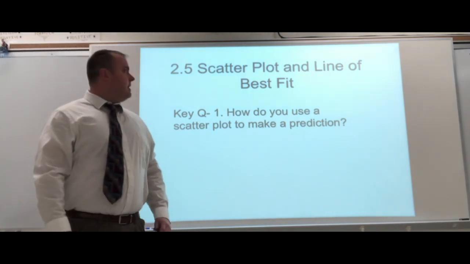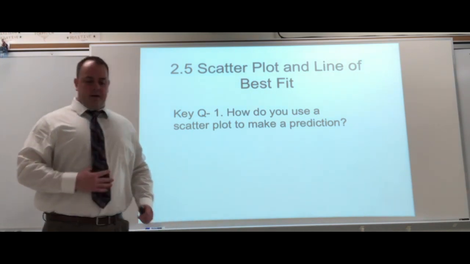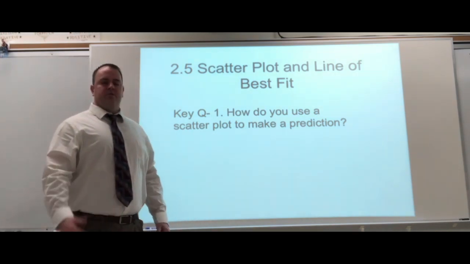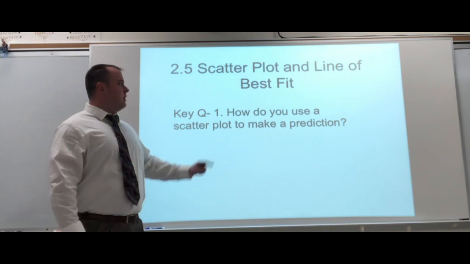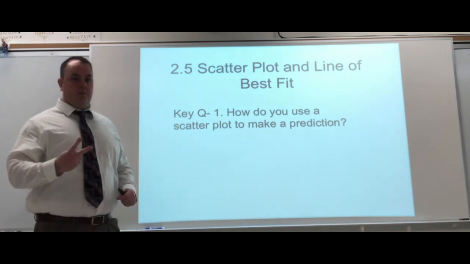Okay, 2.5 is now looking at scatter plot and line of best fit. I'm hoping most people have an idea of a scatter plot. We'll go over some of the basics. The key part here is going to be making predictions. How do you use a scatter plot to make predictions? We're going to look at two methods.